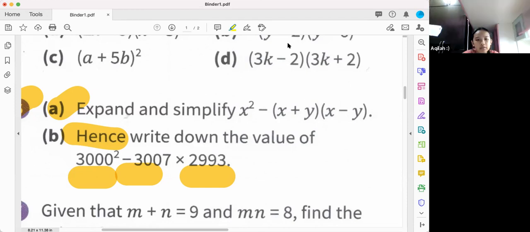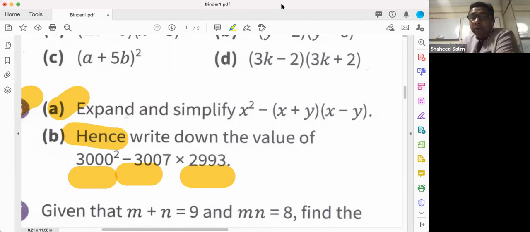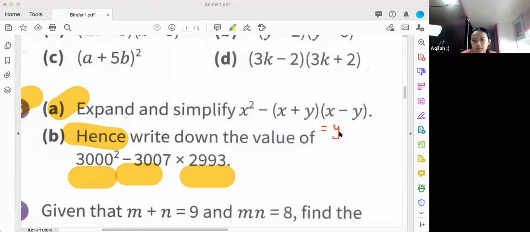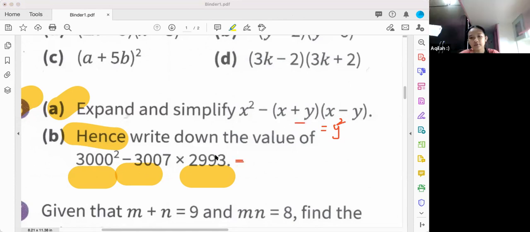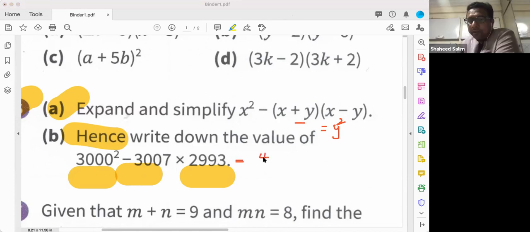Do you want me to find like the answer? Yeah, okay. But you don't need to expand because you expanded. Now what's the answer for here? Y squared. What's the value of y? No, what's the value of y you found out just a while ago? 7. So what is 7 squared? 49. That's your answer.